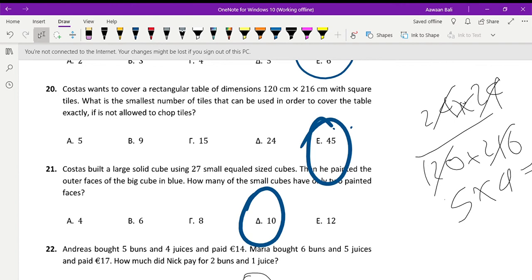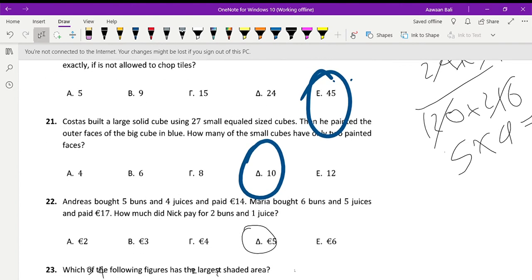Oh wait, sorry. Before we go on to question number 21, another reason why we had to get the biggest factor is because it says the smallest number of tiles we need. So when you want the smallest number of tiles, you have to get bigger dimensions. So anyways, question number 21. Costas built a large solid cube using 27 small equal-sized cubes. Then he painted the outer faces of the big cube in blue. How many of the small cubes have only 2 painted faces?